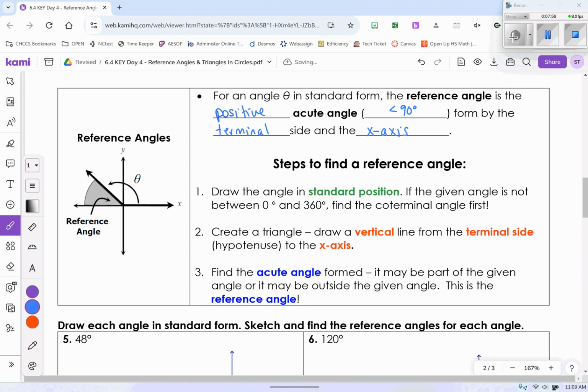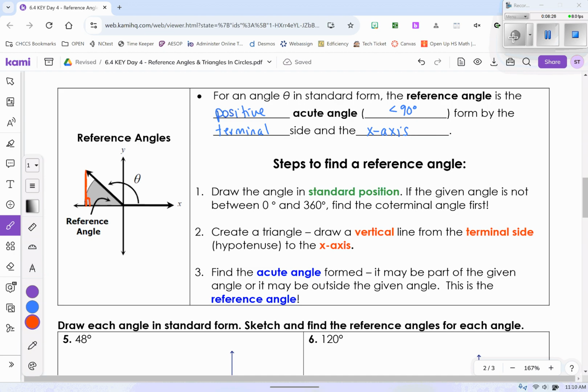So steps to find a reference angle. Draw the angle in standard position. If the given angle is not between 0 and 360, then find the coterminal angle that is first. Create a triangle. Draw a vertical line from the terminal side, which is the hypotenuse, to the x-axis. So here's the terminal side, and here's the x-axis. So we draw this right here, then you can see that the terminal side is the hypotenuse.